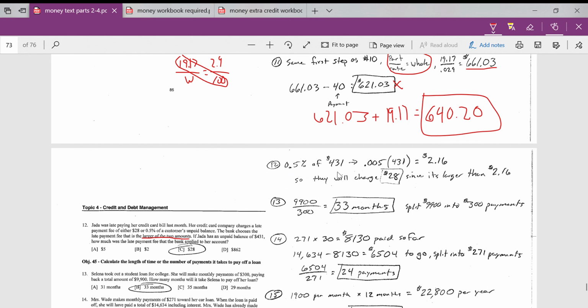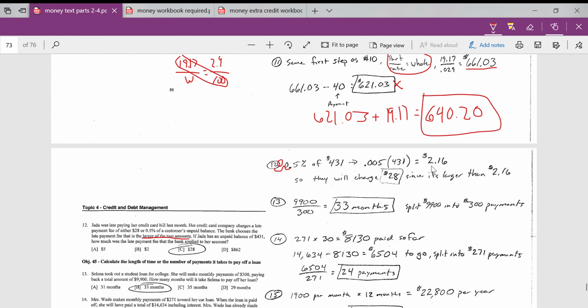0.5% of $431. Now, you have to convert this properly. You're going to go 1, 2. So there's one open spot, so we have to put another 0 in. So 0.5% is actually 0.005 of the 431, so meaning multiply. And that gives you only a $2.16 fee.